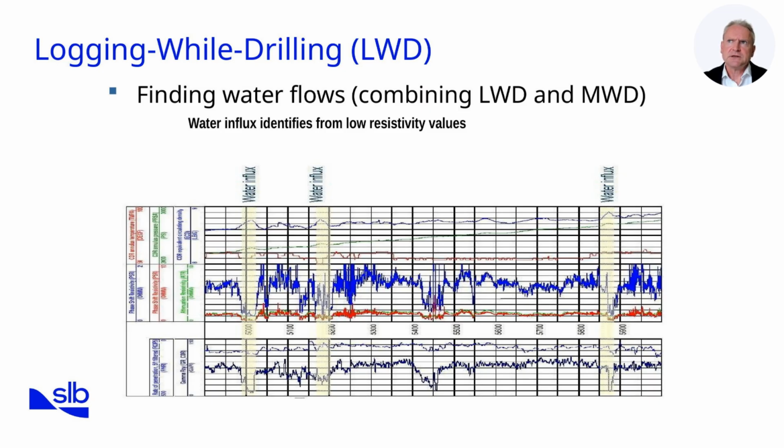Hydrocarbon-bearing zones typically show high resistivity values because oil and gas are poor conductors of electricity. By contrast, water-bearing zones, especially if the water is saline, show much lower resistivity because brine is highly conductive. On this log, you can clearly see intervals where resistivity drops sharply, highlighted by the blue-filled sections. These drops signal water-bearing formations or water influx zones.